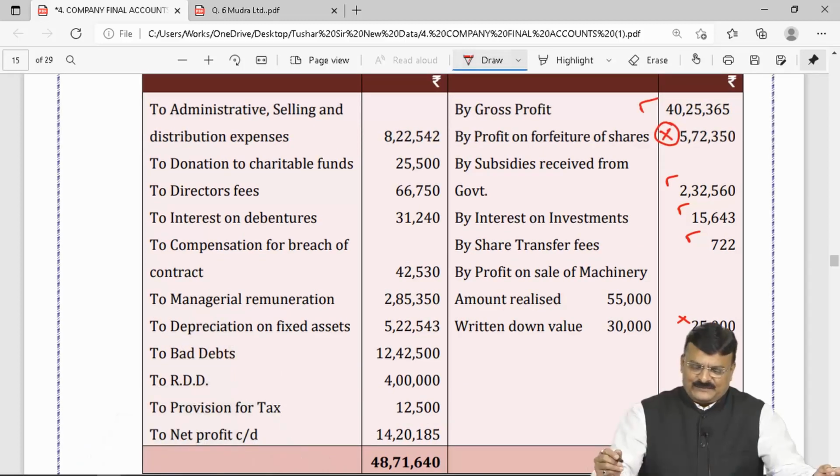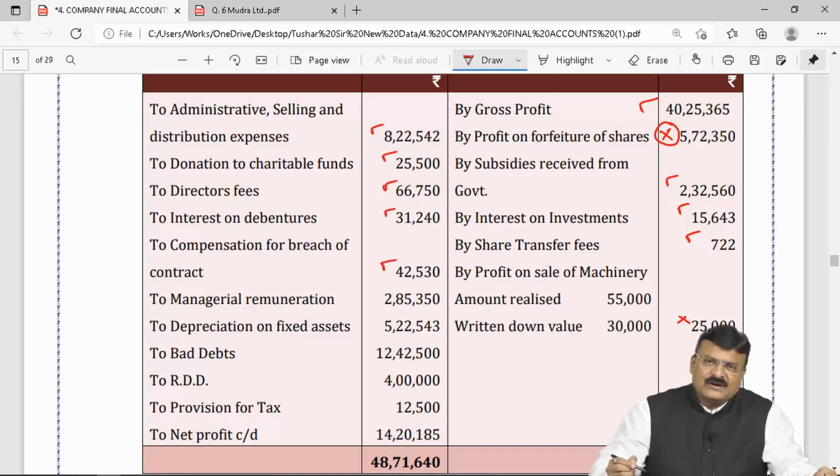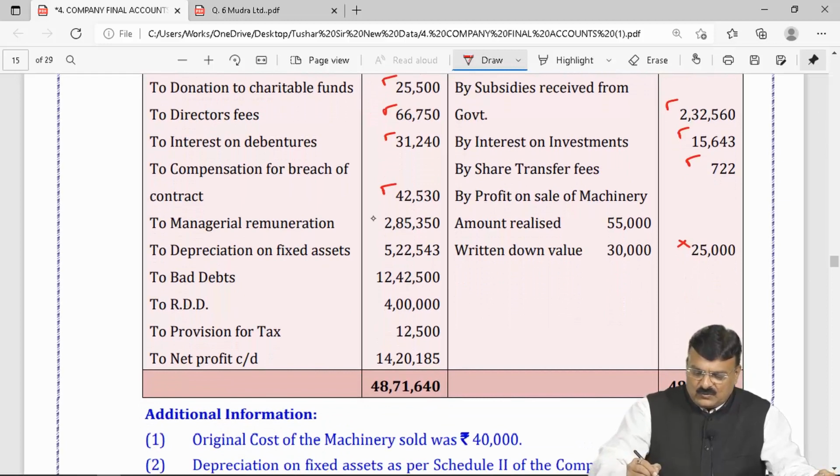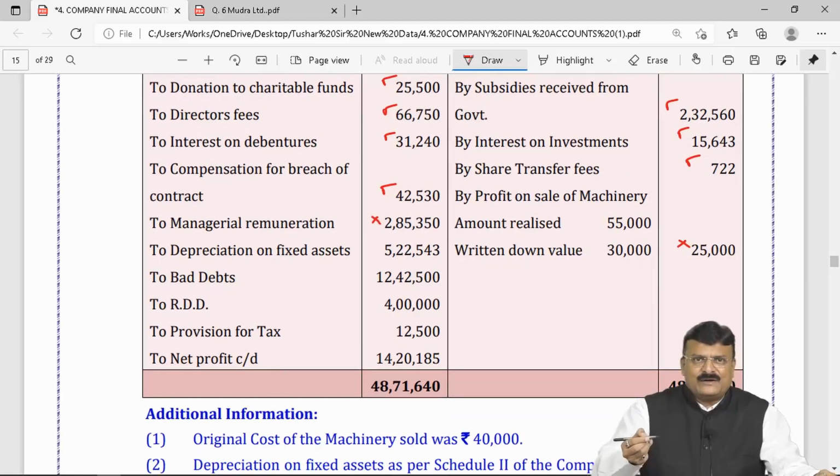Next, the debit side. Administrative, selling and distribution expense, yes. Donation to charitable funds, yes. Directors fees, yes. Interest on debentures, yes. Compensation for breach of contract is a regular expense. Managerial remuneration, no, because that is what we are calculating.